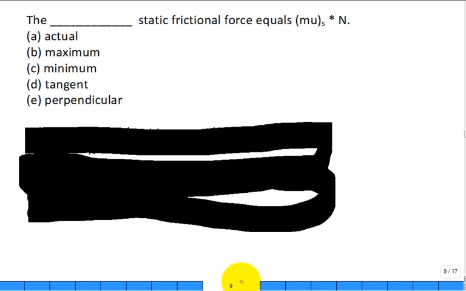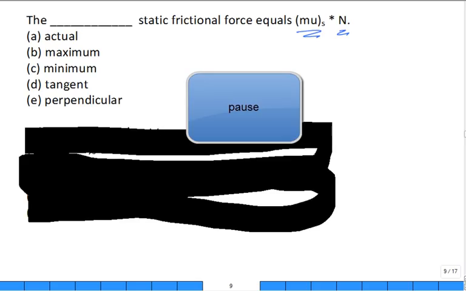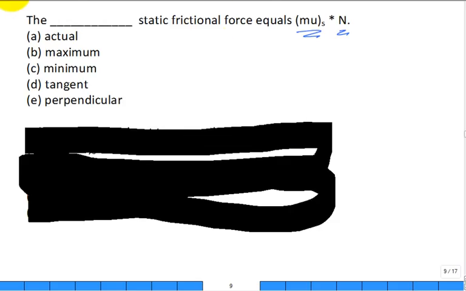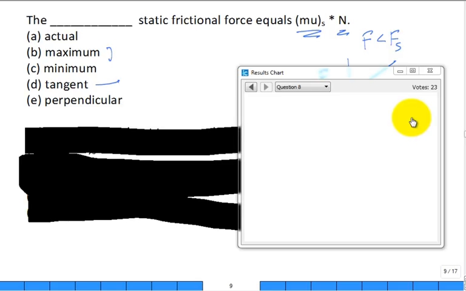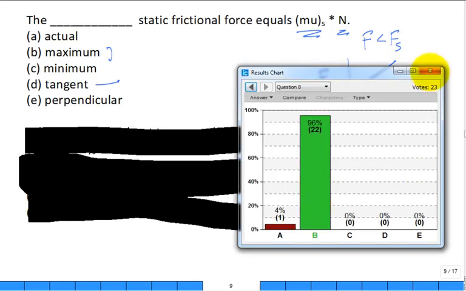All right. Another clicker question. The blank static frictional force equals mu sub s times N: the actual, the maximum, the minimum, the tangent, the perpendicular. Well, we just ended a talk about how F can often be less than Fs, right? But both of those forces are tangent to the surface, and really it's that limiting force, it's the maximum. So there you go.